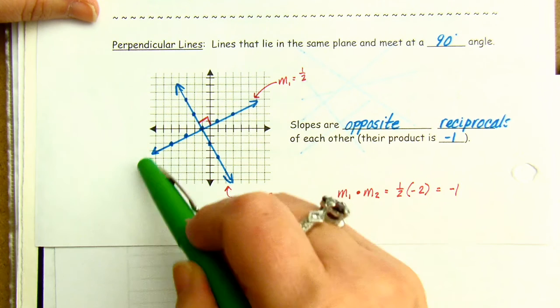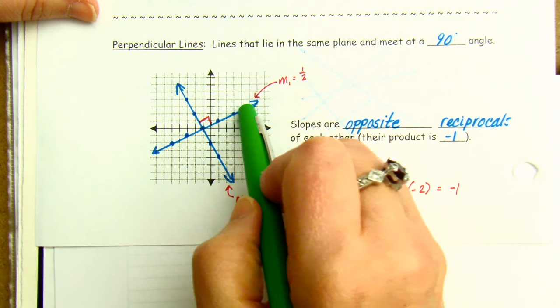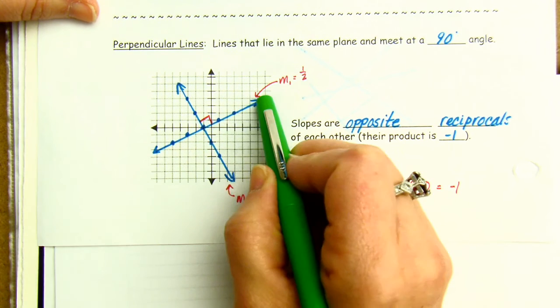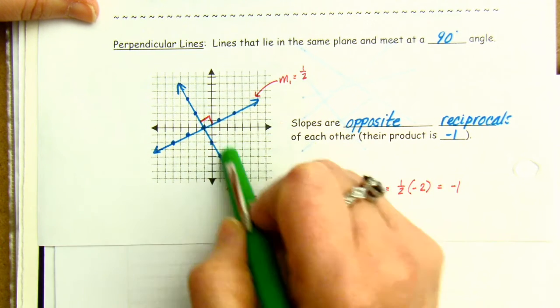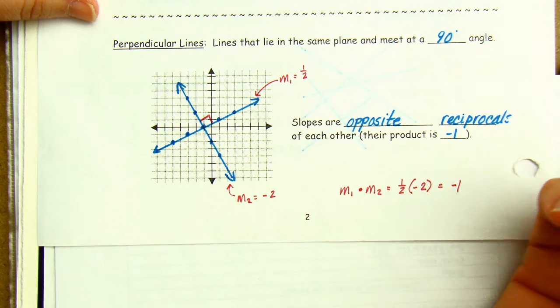Just look at these two lines that are perpendicular to one another, creating right angles here. If I look at this from left to right, this line is rising. That's a positive slope. And this one's falling. That's a negative slope. Perpendicular lines always have slopes that are opposite reciprocals.